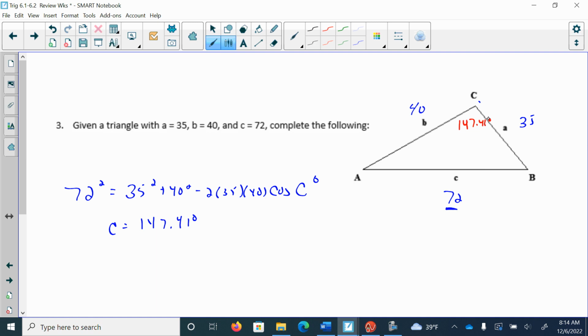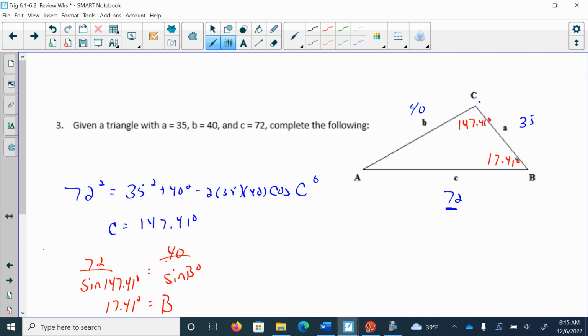Then to find another angle, now I'm switching to the law of sines, so I'm going to do 72 over the sine of 147.41 degrees is equal to, let's go ahead and find A next. So I'm going to do A. Oh, I did B. So B over the sine. Oh no, it's 40. What am I doing? 40 over the sine of B. And when I do that, angle B ends up equaling 17.41 degrees. B is 17.41 degrees.